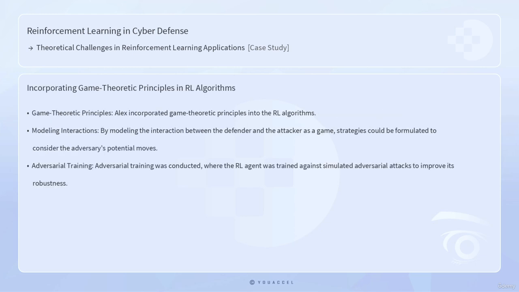Alex incorporated game-theoretic principles into the RL algorithms. By modeling the interaction between the defender and the attacker as a game, strategies could be formulated to consider the adversary's potential moves. Additionally, adversarial training was conducted, where the RL agent was trained against simulated adversarial attacks to improve its robustness.